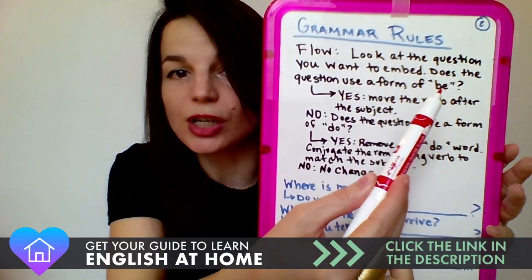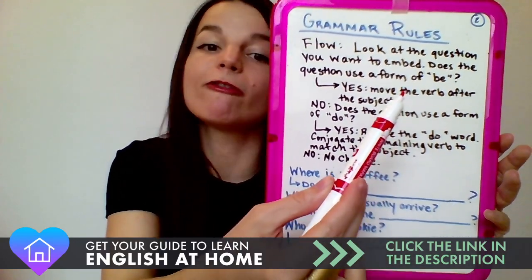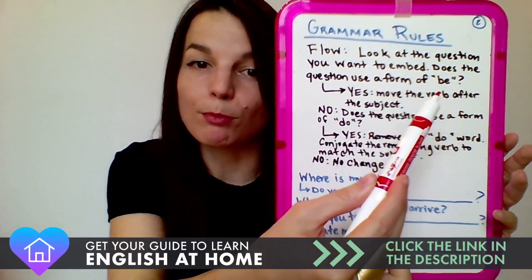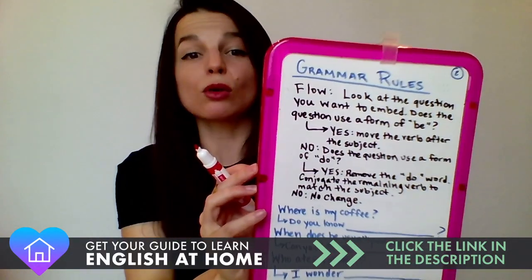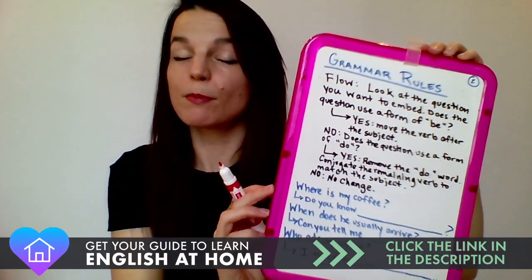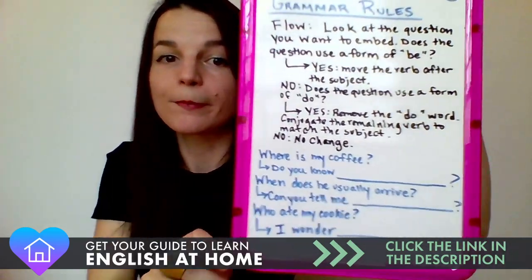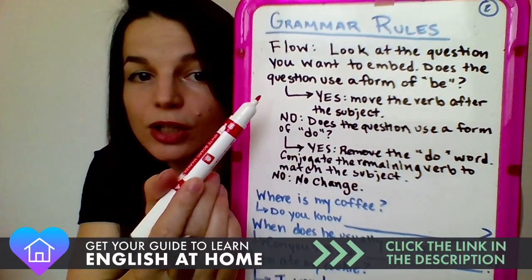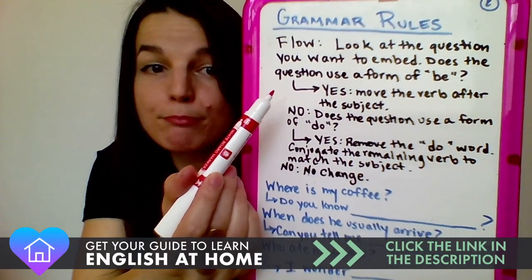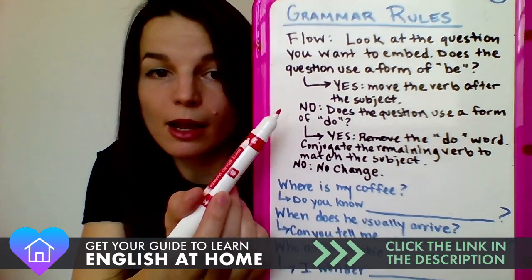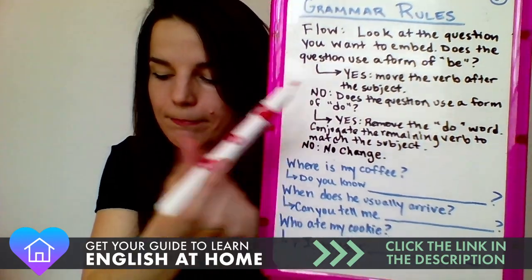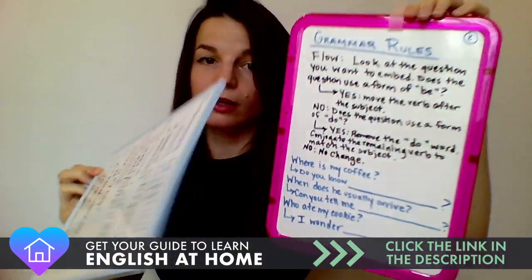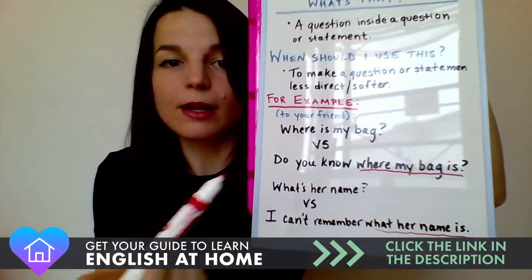Does the question use a form of be? So when I say be, I mean the verb be. So like is or are, that kind of thing. Past tense as well, like was or were. So does the question use a form of be? If yes, move the verb after the subject. So what does this look like? Move the verb after the subject.